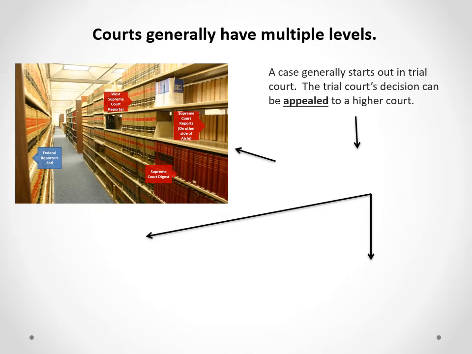Let's talk about the bottom level. A case generally starts out in trial court. Okay, that's the bottom level. The trial court's decision can then be appealed to a higher court. When you appeal, you're basically saying, I don't like your decision, judge, and I want to talk to your manager. Okay, so you can appeal the trial court's decision to the higher court.